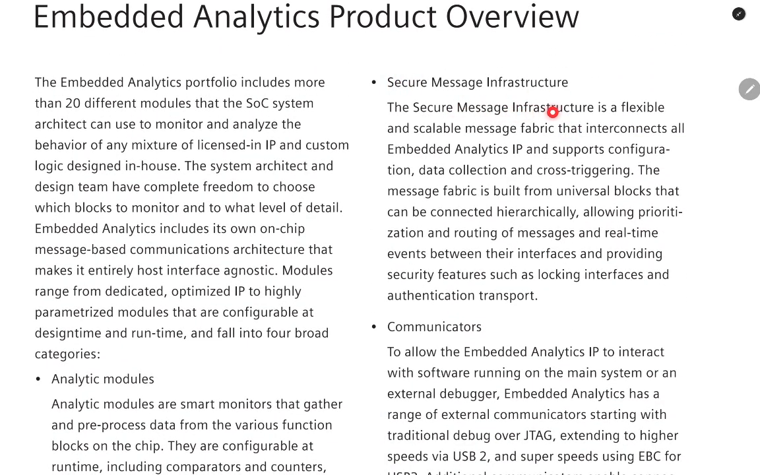The secure message infrastructure. The secure message infrastructure is a flexible and scalable message fabric that integrates the embedded analytics IP and supports configuration, data collection, and cross-triggering. The message fabric is built from universal blocks that can be connected hierarchically, allowing the prioritization and routing of messages and real-time events between their interfaces, and providing security features such as locking interfaces and authentication transport.